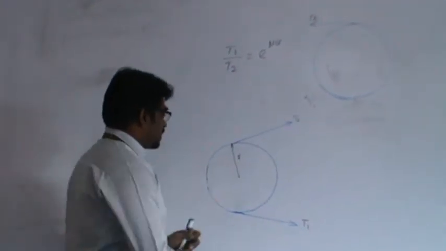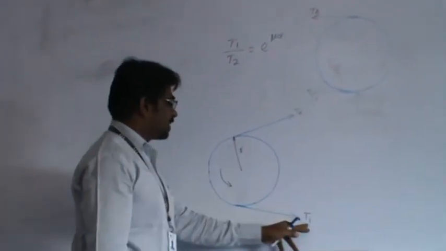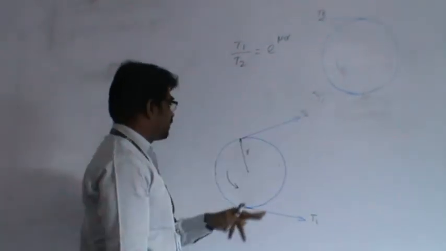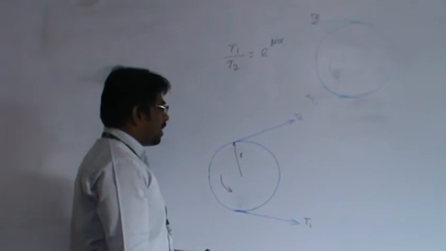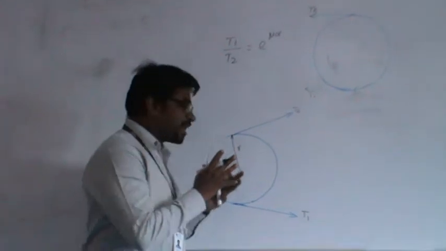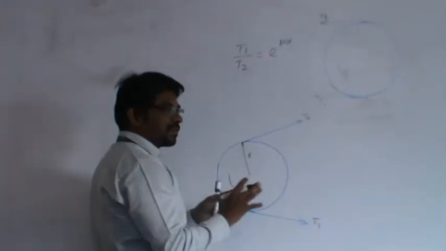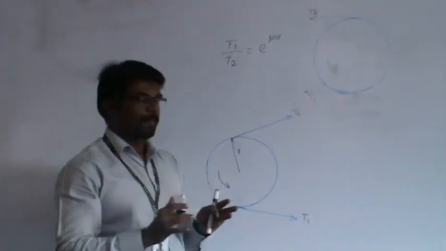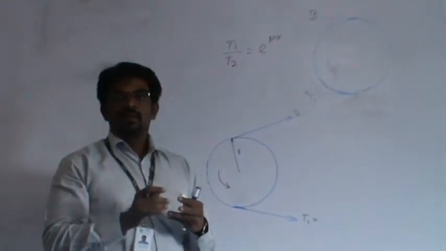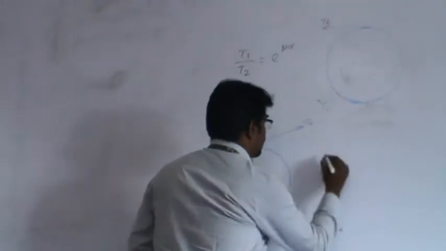Let us consider this as a driven pulley, with the tight side tension here and the slack side tension here. Before the rotation of the pulley or the belt, it is with some initial tension. So the initial tension is constant throughout the belt. It is Ti.